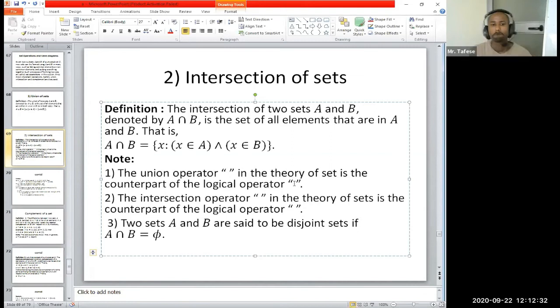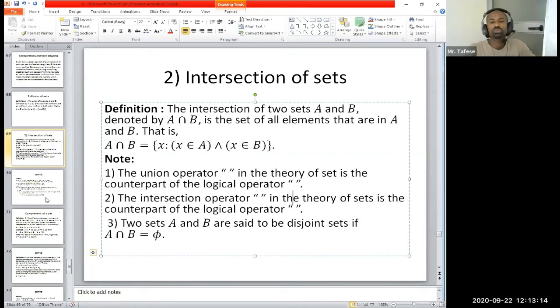The third one: two sets A and B are said to be disjoint sets if A intersection B is the empty set. So if two sets are disjoint, the intersection of the two sets is null. That means two sets are disjoint if they have no element in common. So that is the third notation.